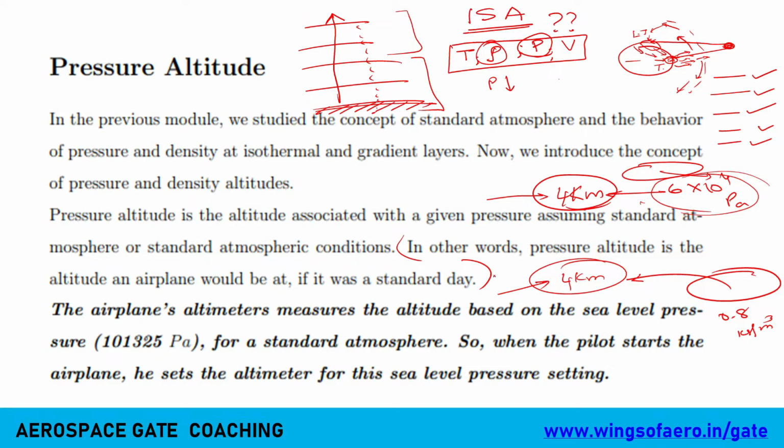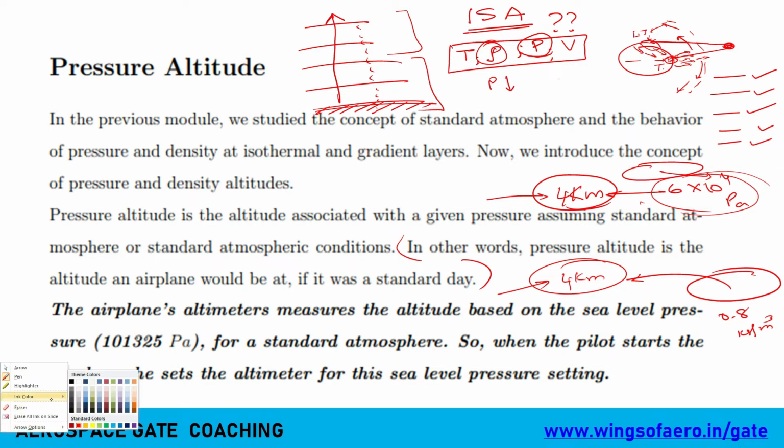So the basic definition of pressure altitude and density altitude is that from the calculated pressure, we can obtain at which altitude that particular flight is flying. Did I make you clear? Yes, ma'am. Right. Now what will happen?